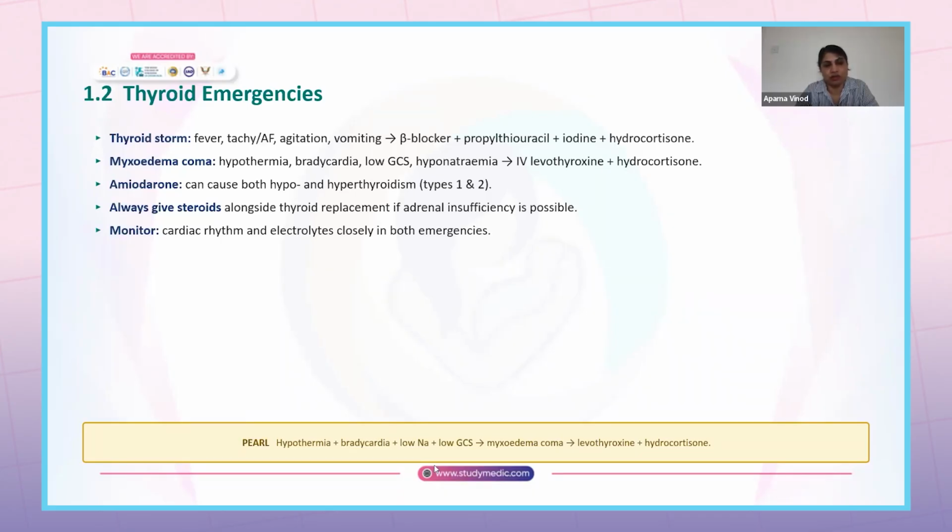Amiodarone, you should remember that because people who are on amiodarone for cardiac arrhythmias can have both hypo or hyperthyroidism, and there are type 1 and 2. You should remember it. You can expect one question on this as well. So always think about giving steroid alongside thyroid replacement if you think there might be adrenal insufficiency as well. So what do we have to monitor in emergency? So we have to monitor arrhythmias and electrolytes.